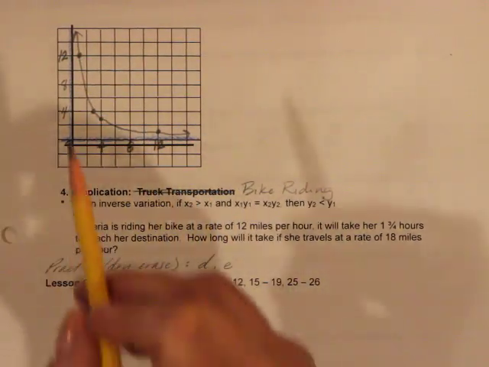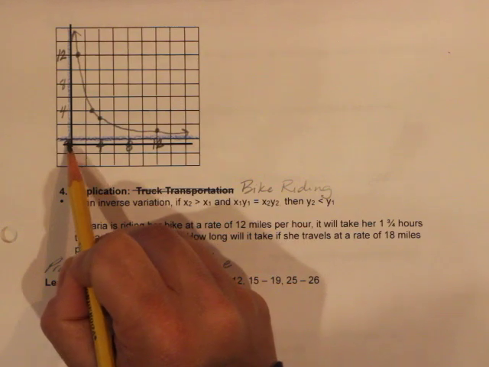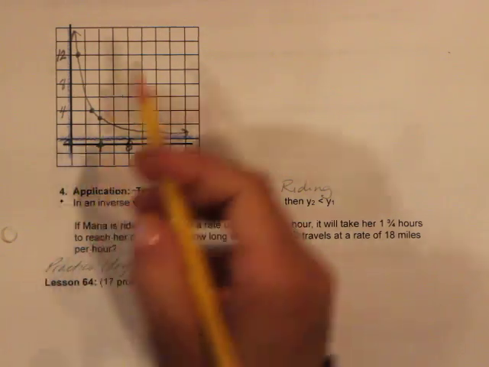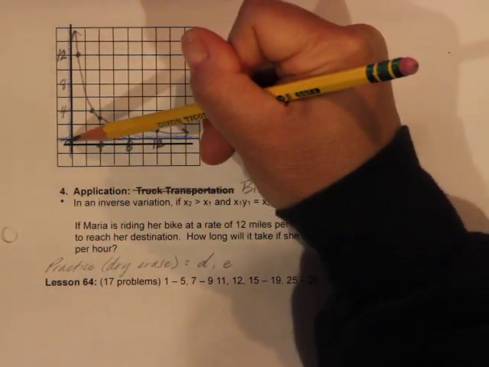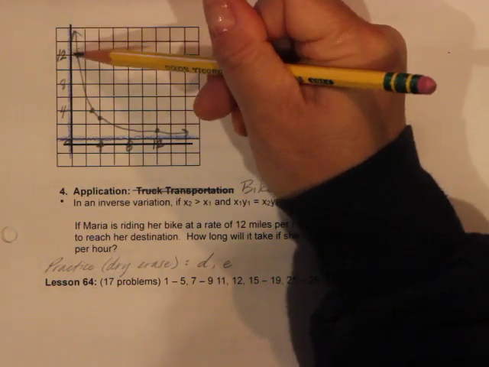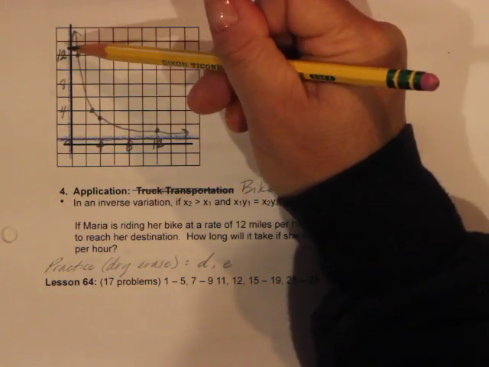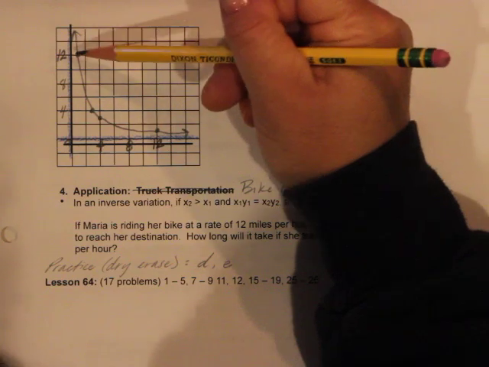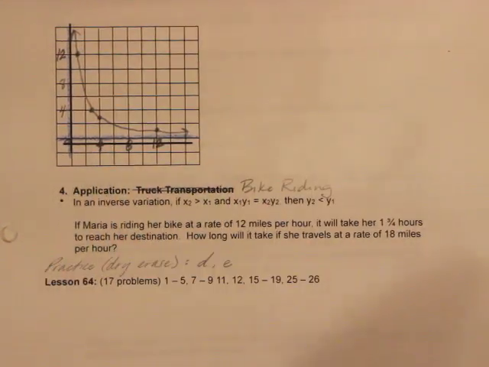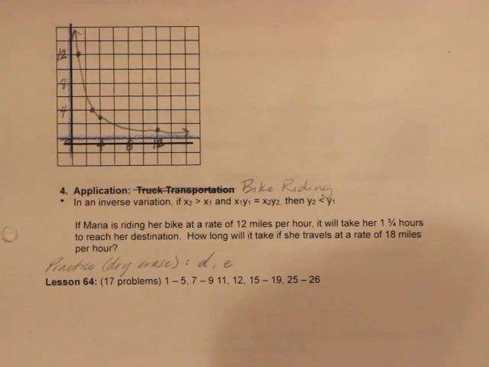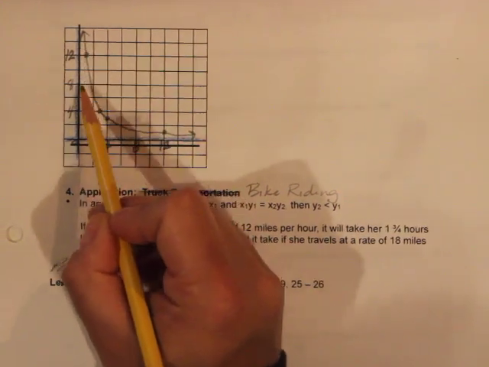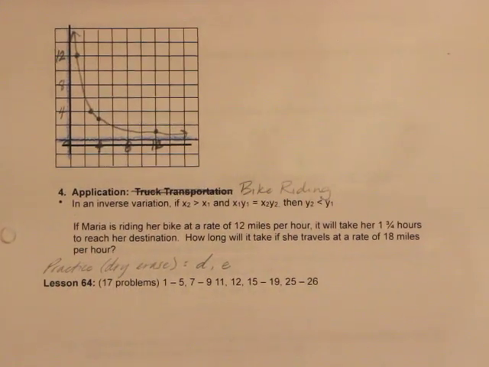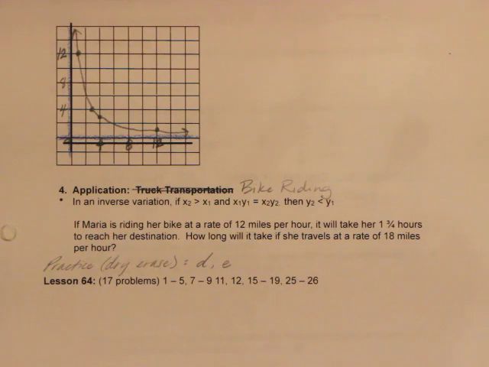Now here's what I want you to see. Remember how I told you that when x was 0, y was undefined? What it means is that when x is 0, there is no y value. This curve is never going to touch this line. It's never going to touch that axis, and it's never going to touch this axis. It's impossible because it's undefined. So here is what an inverse variation looks like when it's graphed.